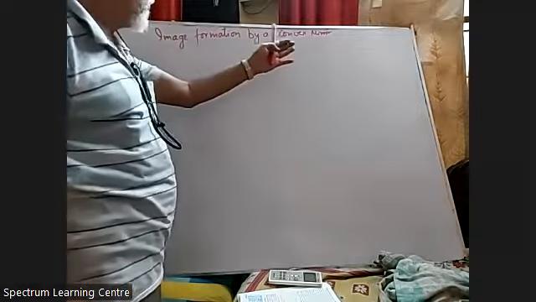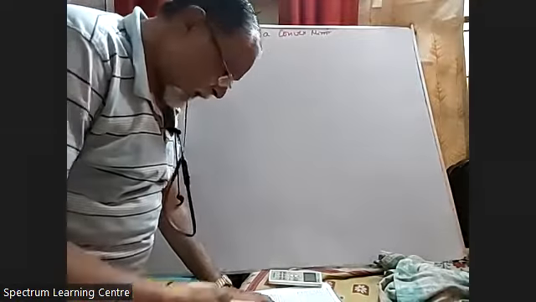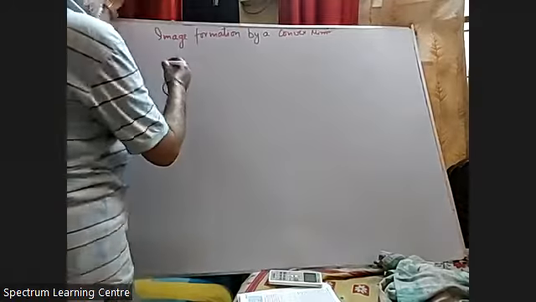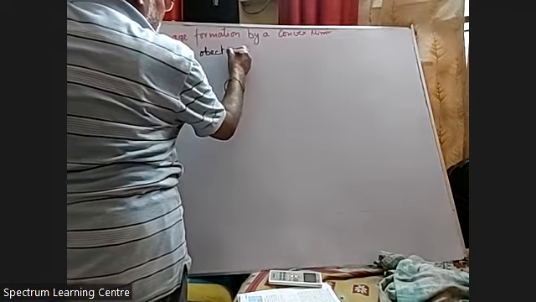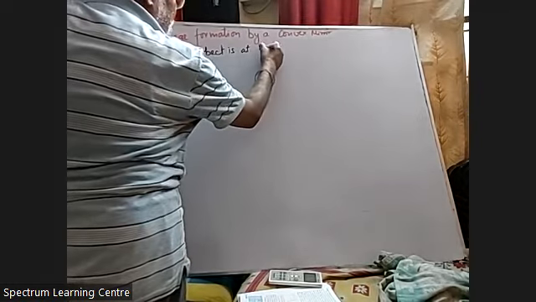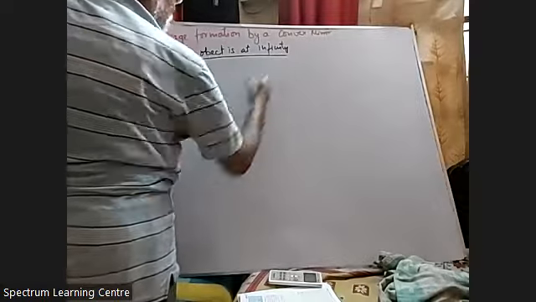Now we have image formation by a convex mirror, right? There are two cases in this also. Number one, when the object is at infinity.